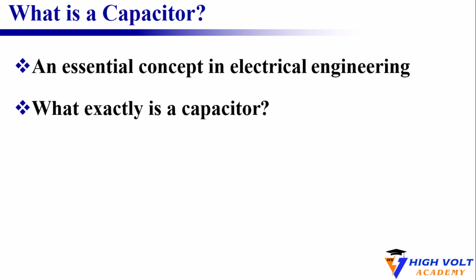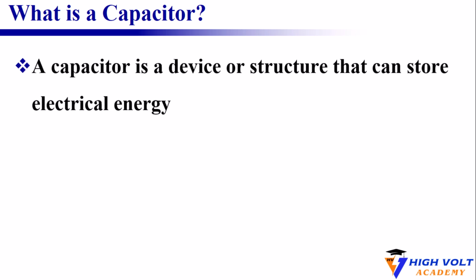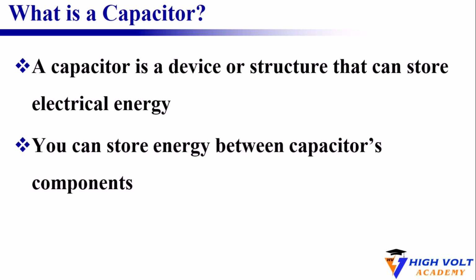What exactly is a capacitor? What is capacitance? And how can we derive the capacitance formula for a parallel plate capacitor? Let's break it down. A capacitor is a device or a structure that can store electrical energy in an electric field. When you have a capacitor, you have the ability to store energy between its components.